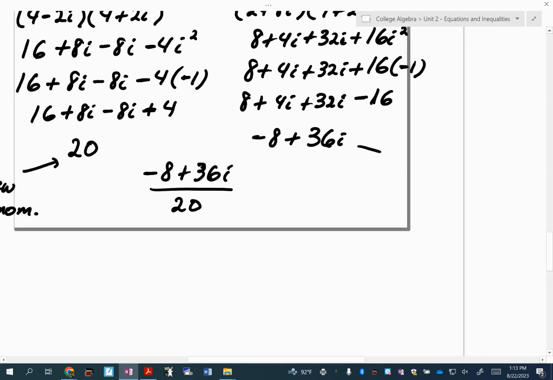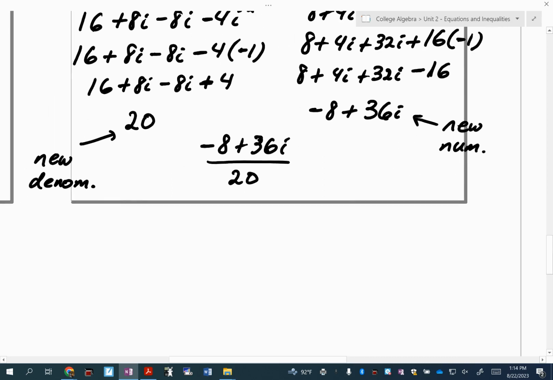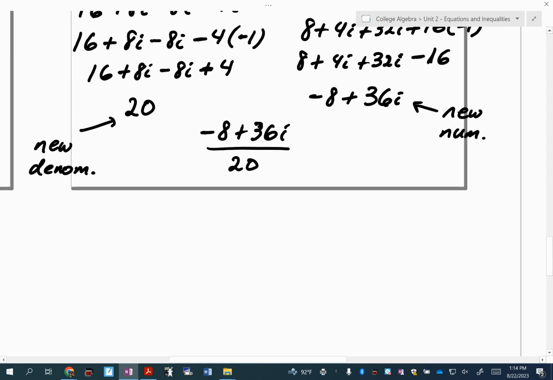This is the solution, right? Remember, this is my new numerator. All right, this is the solution, but most math teachers or IXL or Delta, whatever you're using, are going to ask you to simplify this. All three of these pieces can be divided by 4. So if I take negative 8 and divide that by 4, I get negative 2. If I take 36i, divide that by 4, I get 9i. And then 20 divided by 4 is 5. So this is going to be our simplified solution.